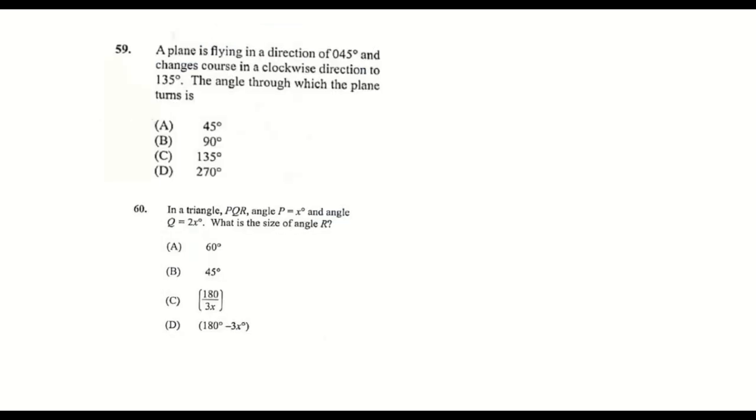Right, the plane flying, this is a repeated question. It was 135 minus 45, which is 90 degrees. This is also a repeated question. They want to know the size of angle R. They didn't use R in the previous questions. They used A, B, and C. That's P, that's x plus 2, x plus angle R is equal to 180. So angle R would be 180 minus 3x, which is D. And that is the end of May, June 2021.